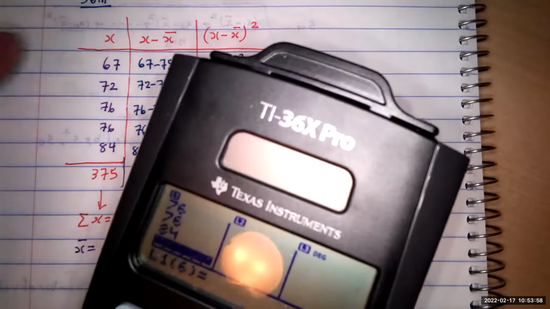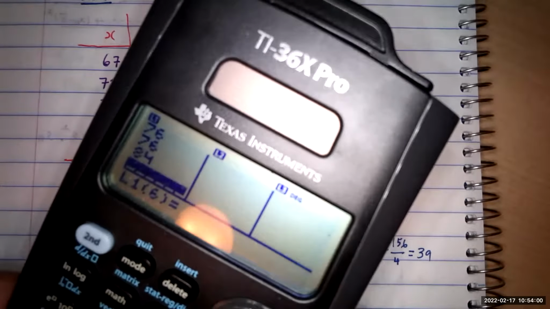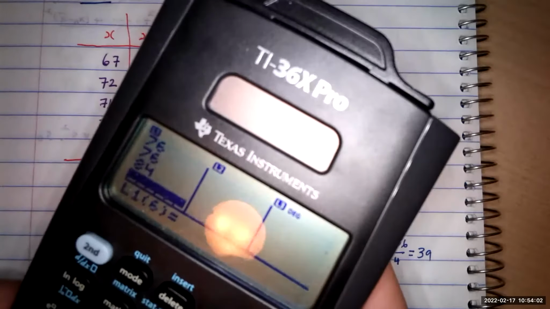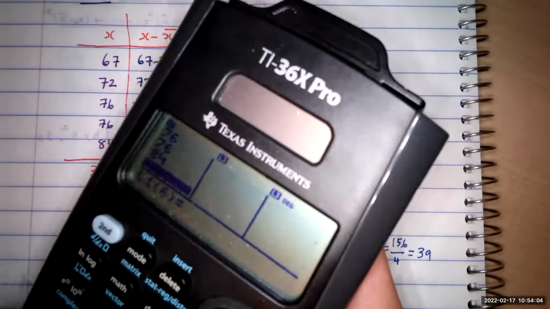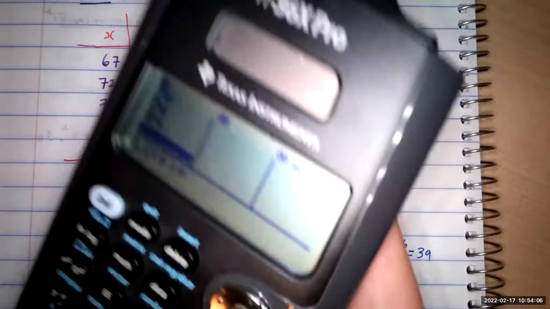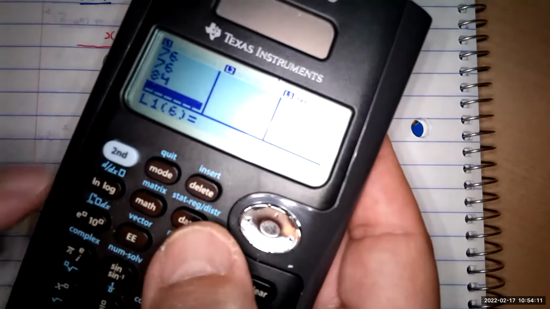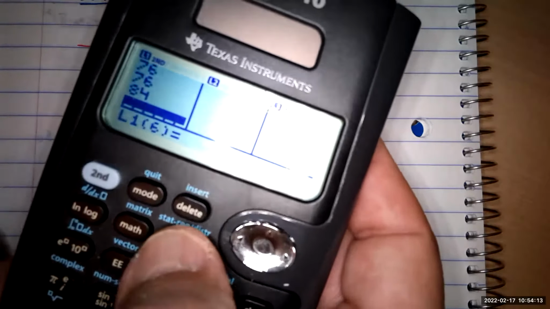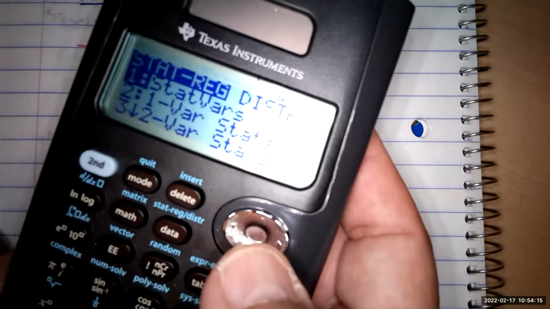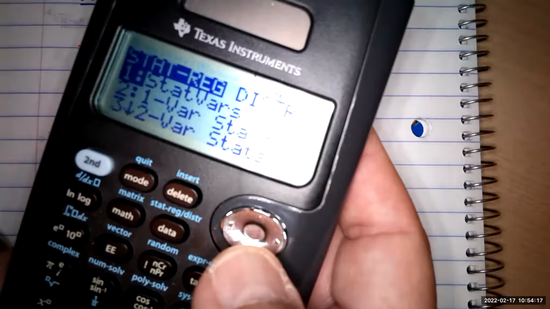Okay, I just put this data in. Then I have to find the statistics operation that I need. In my calculator, statistics is with the data you see here. This is the data statistics. I have to go to the second, so I click on the statistic. That gives me a number of operations that I can use.